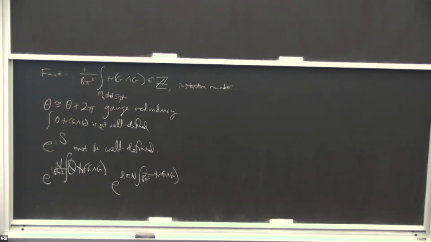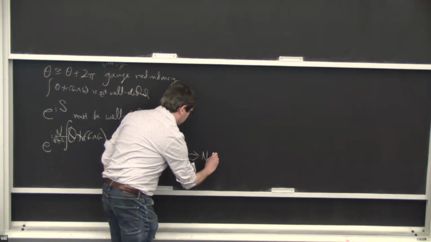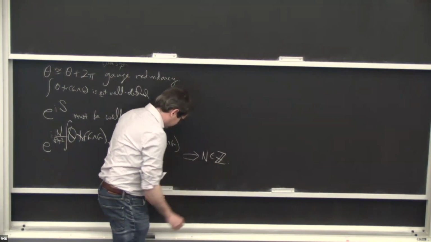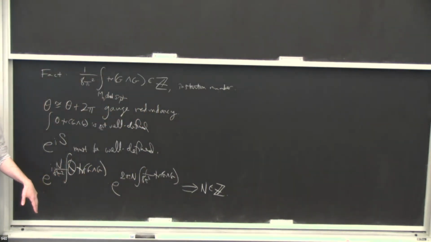So that's the mathematical fact that's underlying this. We can define this quantum field theory on any four manifold we want, and for it to be well defined, we need this n to be an integer. Okay. Any other questions about that argument before I move on?